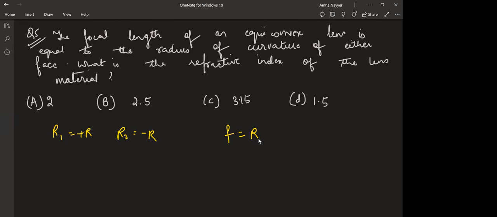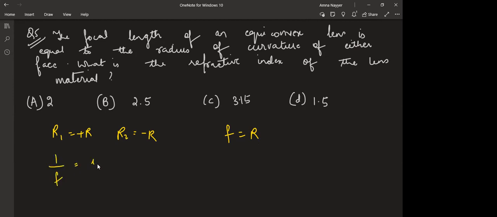But how will I write R1 and R2 both equal? Because it is given in the question that it is an equiconvex lens. Equiconvex lens means only this. So these three things are given in the question. This you have to identify by yourself. Now put in the formula.